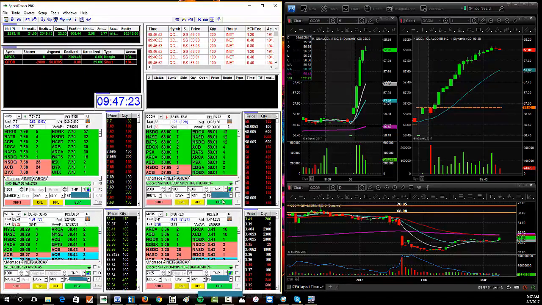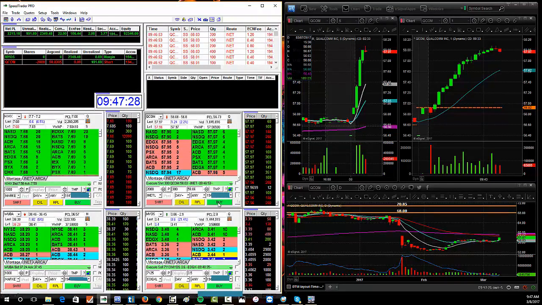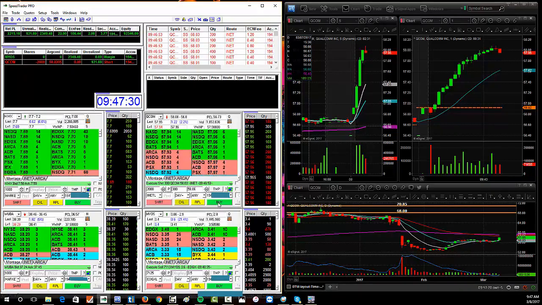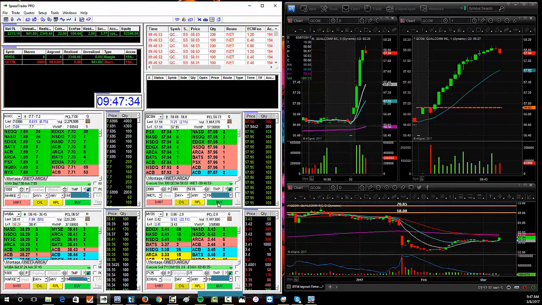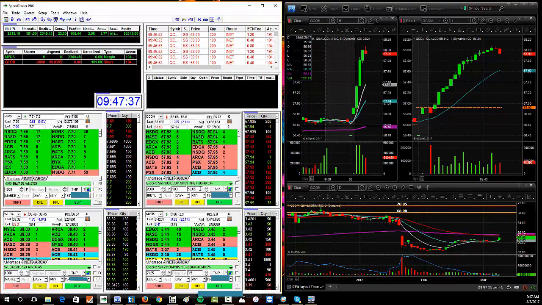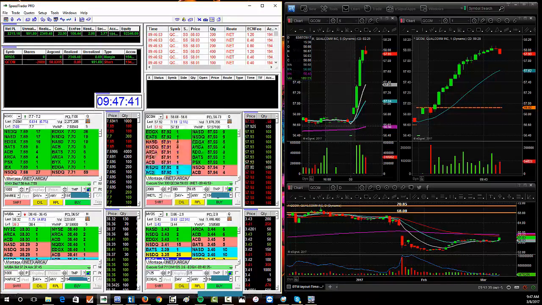It needs to break below the whole dollar. If it doesn't, okay, there we go. It was holding there for a second, so I wasn't sure. I'm going to stop out now at break even on Qualcomm. So I've got my limit order at 58.05. If we come back over the whole dollar, I would just stop out.